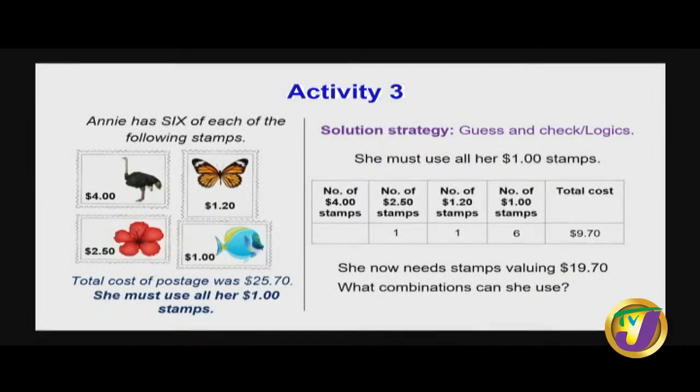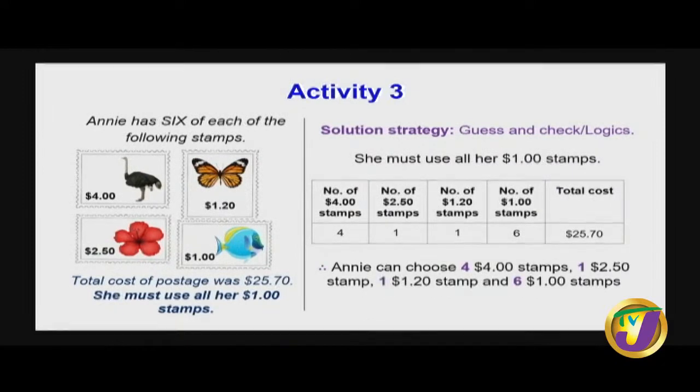So with that one $2.50 stamp, now we're at a total of $9.70. So that sounds like we want $16 more to get to $25.70. That's easy, four $4 stamps. True enough. Look at that. So if Annie is going to use all of her $1 stamps, she's also going to be using one $1.20 stamp, one $2.50 stamp, and four $4 stamps.